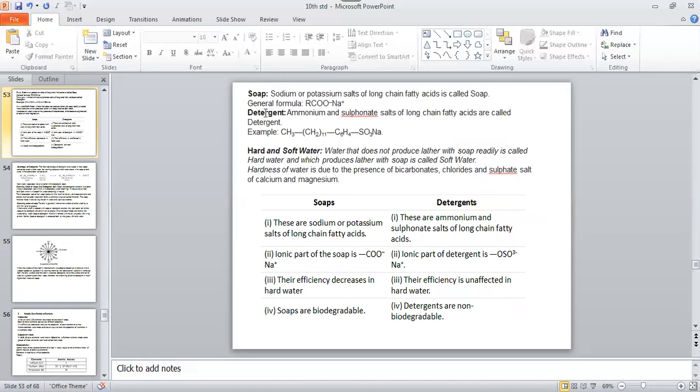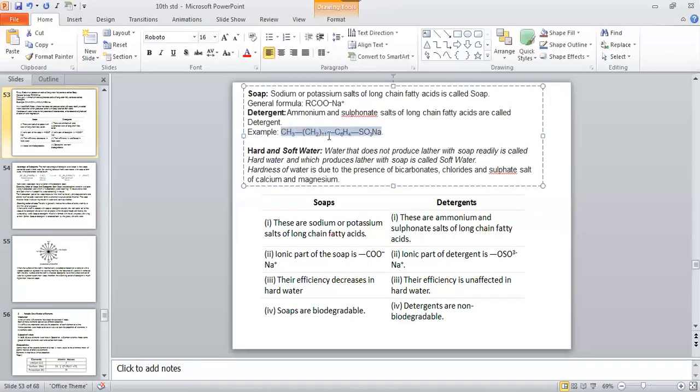Then detergent. So what are detergents? Chemically, detergents are ammonium and sulfonate salts of long chain fatty acids. These are called as a detergent. So this is a long chain of fatty acid bonded with SO3, that is a sulfonate group. And here sodium or ammonium group can be bonded. So that is the detergent.